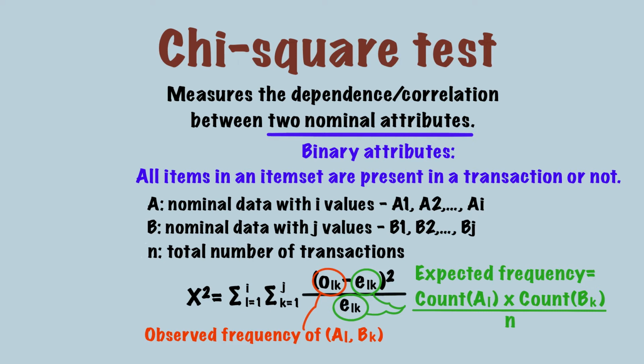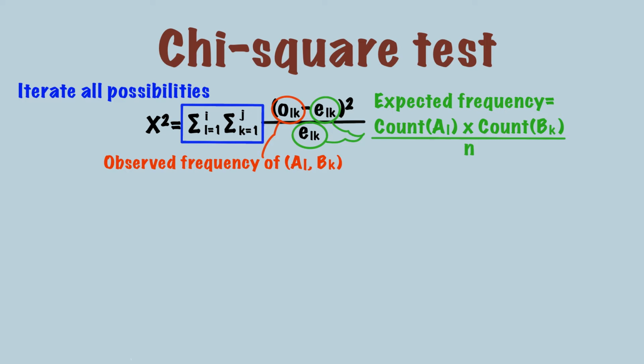So there is some calculation involved. The expected frequency is the product of the count of AL and the count of BK divided by the total number of transactions. In fact, this formula only contains these two variables, OLK and ELK, so it's not so difficult. Let's look at an example. The thing I didn't talk about before is the summation symbol in the front. It basically means we have to iterate all the possibilities or combinations, so the calculation may be a little annoying.